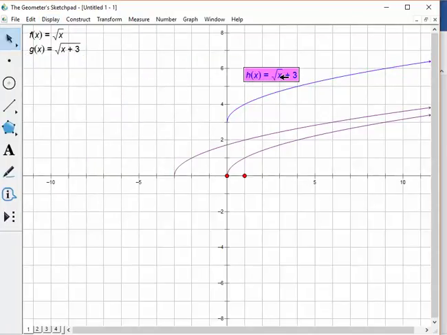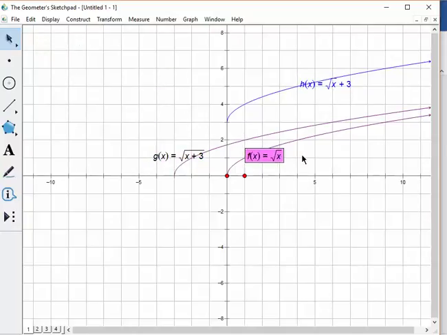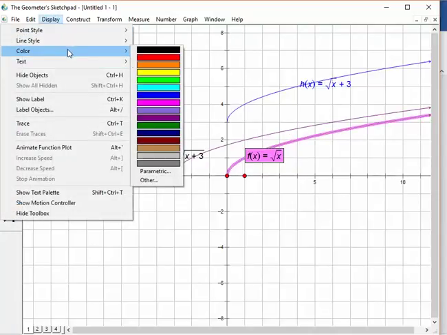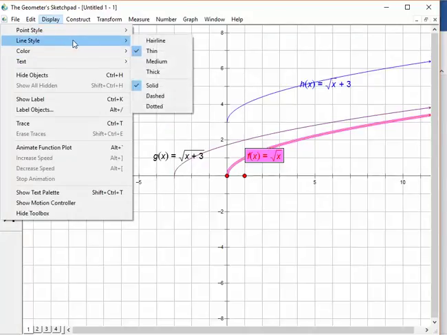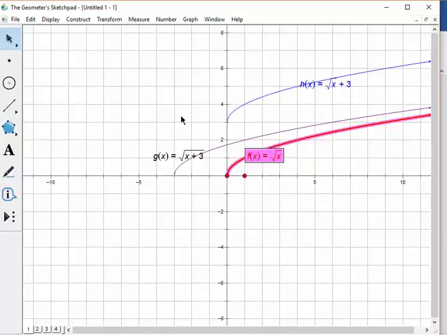You can also drag the functions next to the graph so that it's easier to see them. And this was this one. Let's change this one to a different color as well. Let's change it to red, and I'm even going to change it to a bold line, since that was my parent function. So there's f of x equals the square root of x, and then I translated it to the left 3 and up 3.